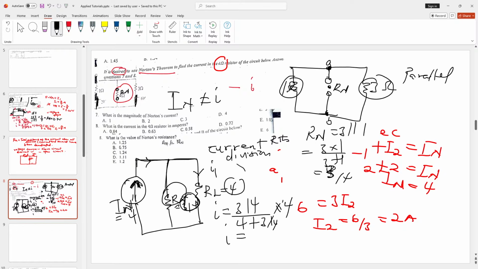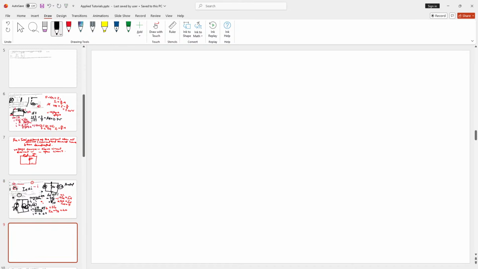Now what's going to be our I? I is going to be 0.63. So B is the answer. Alright, so we found the value of the Norton's resistance. What was it? 3 over 4, which is 0.75. That is B. Alright, let's carry on.